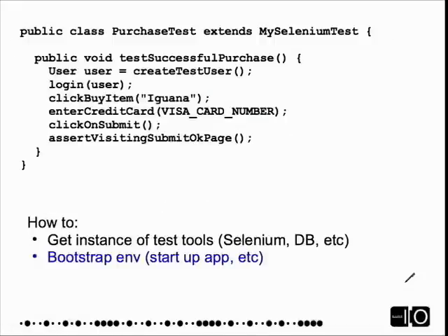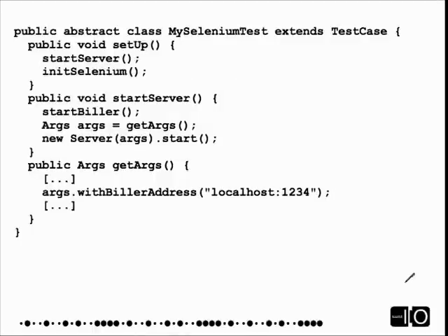So the second part that I wanted to talk about, I'm going to revert to the stinky old world of JUnit without GuiceBerry, is how to bootstrap this entire thing, right? We talked about how to acquire an instance of your Selenium. But how do we bootstrap this application? I'm going to get to Peter's point in a second.